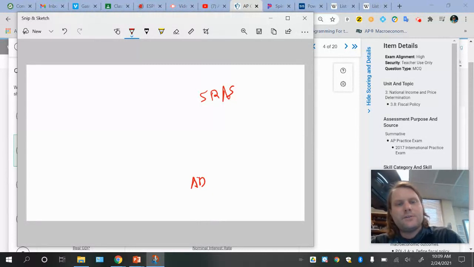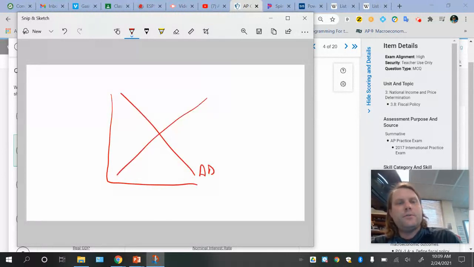Anytime I get these graphs, or I get something that I know I can draw a graph for, I try to draw it. So here's our aggregate demand, same thing we were just using, short run aggregate supply, with our price level and our real GDP.